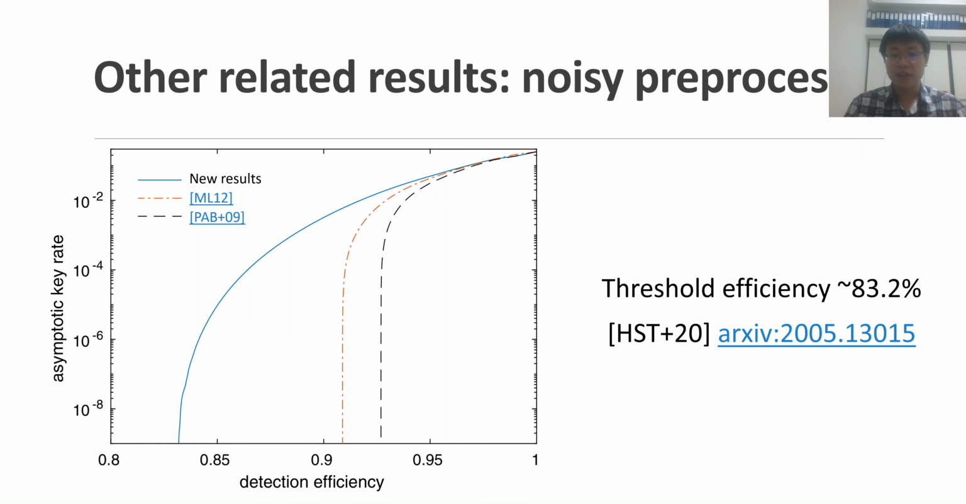In particular, we find that by applying noisy preprocessing, the threshold detector efficiency you need in order for the asymptotic key rate to be positive can be reduced to about 83%, which is apparently roughly within the range of existing Bell test experiments that are based on photonic implementations. So from this perspective, it seems that the photonic Bell test experiments may also be able to achieve a positive asymptotic key rate by making use of this noisy preprocessing result. We will be presenting this result as a poster in the upcoming sessions, so we will be glad to take any questions you have during that poster session as well.